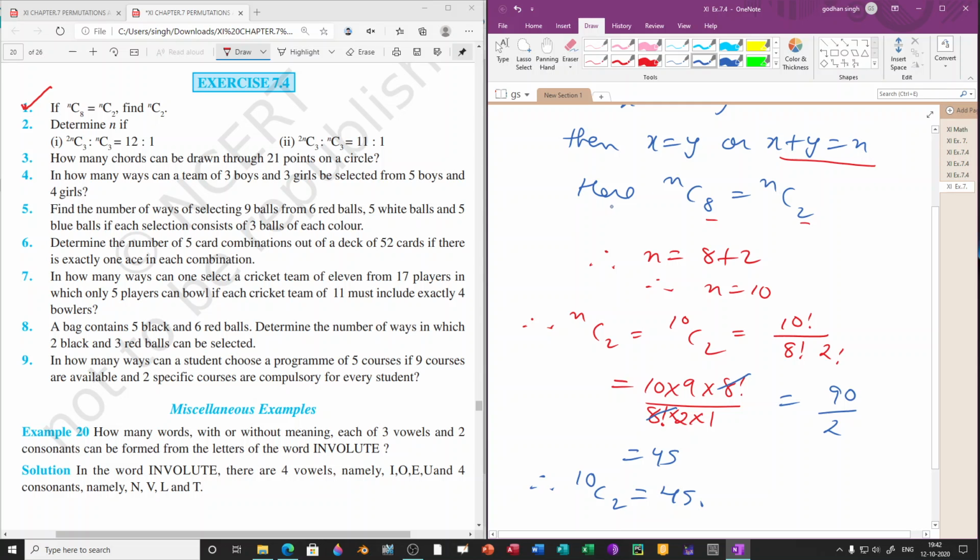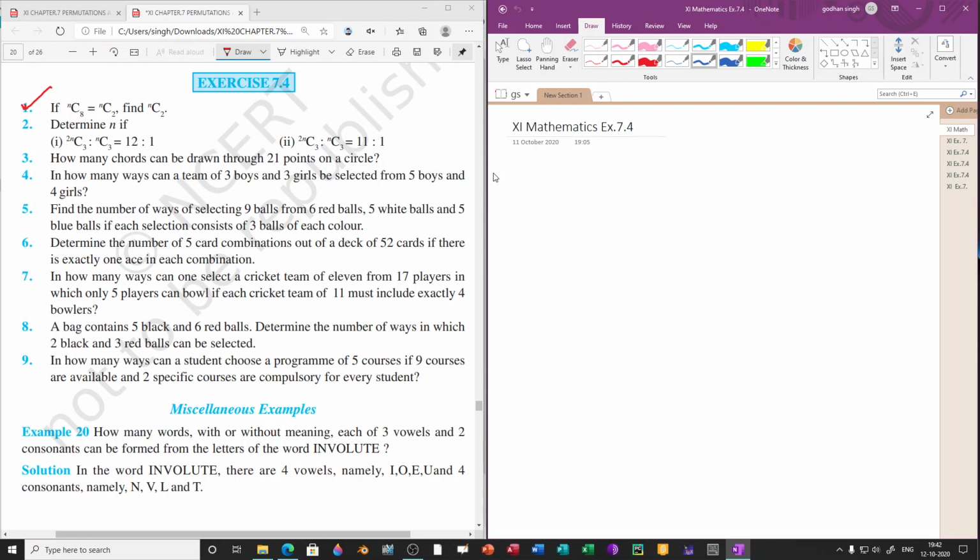So now let us go to the next one, we'll go to question number 2. So question number 2, determine n if, first part, 2nC3 ratio nC3 equal to 12 ratio 1. So solving the second part, 2nC3 ratio nC3 equal to 12 ratio 1.